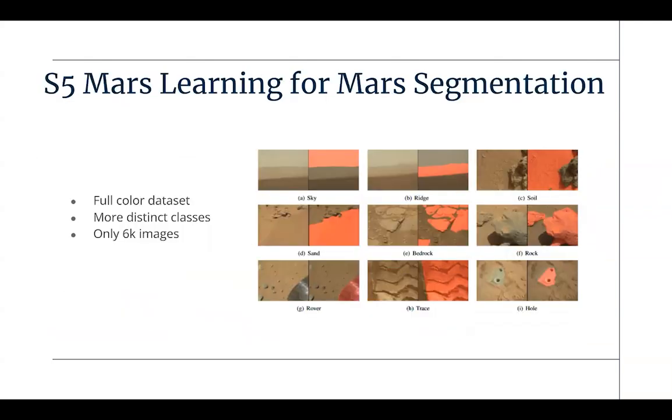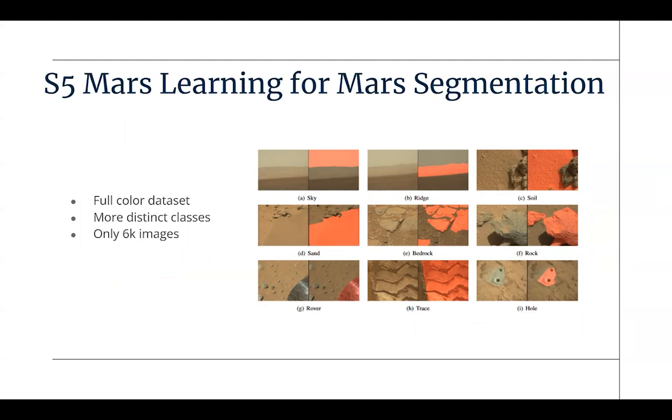So one of the key areas of research that we looked into was actually a paper called S5, Mars Learning for Mars Segmentation. So they had broken apart the dataset that we are using, the AI for Mars dataset, into additional classes that were not part of the dataset, such as the drilling holes and the trace from the rover and the actual rover itself.